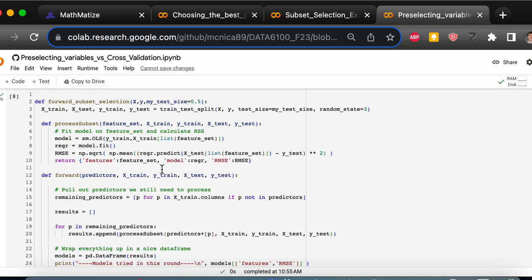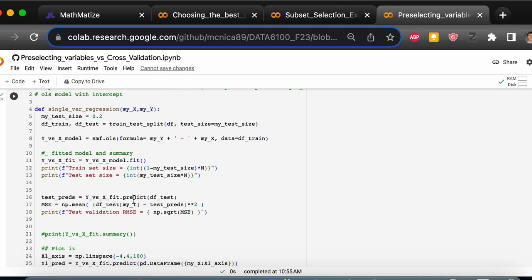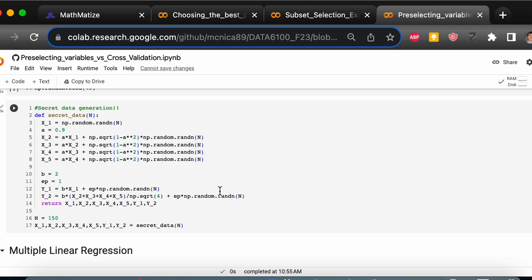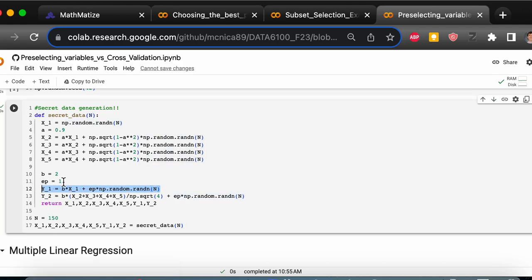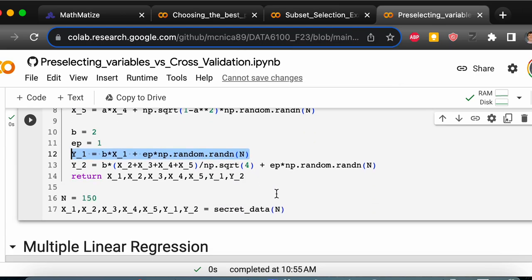And in fact, if you peek at the secret function, how is the secret function made? Because you can't do that in real life, but you can do that for my toy model. Here's the secret data. So y1 was just dependent on x1, right? y1 just depended on x1. It was a constant times x1. And y2 is secretly x2 plus x3 plus x4 plus x5.